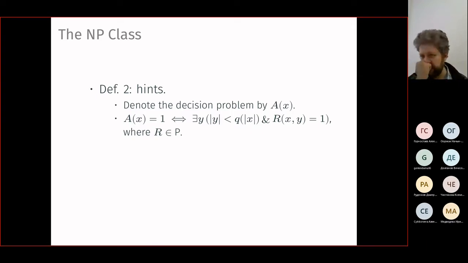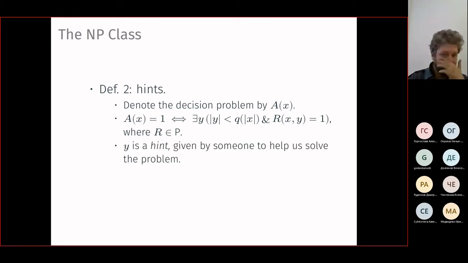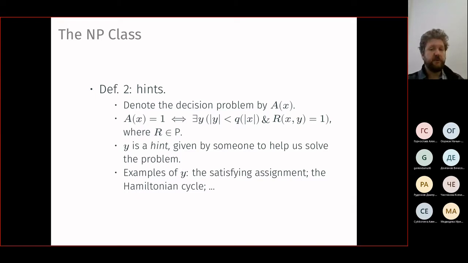And here, suppose you are allowed to be given a hint. You ask for a hint: just show me the satisfying assignment. And if a satisfying assignment is given, then checking that it really is a satisfying assignment is an easy, polynomial time solvable problem. So this is called a hint, and it's given by someone, by an angel, to help us solve the problem. And there are other examples, like a satisfying assignment, a cycle in a graph, and stuff like that.